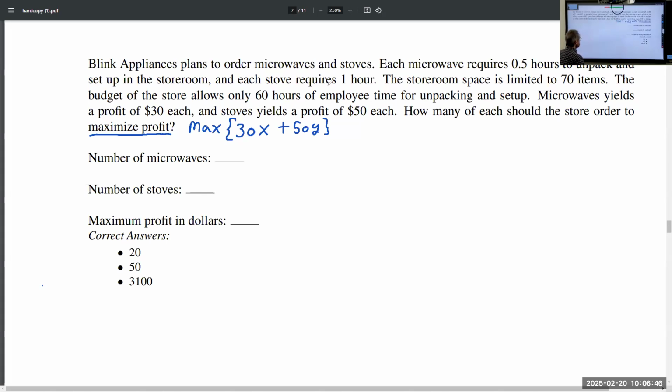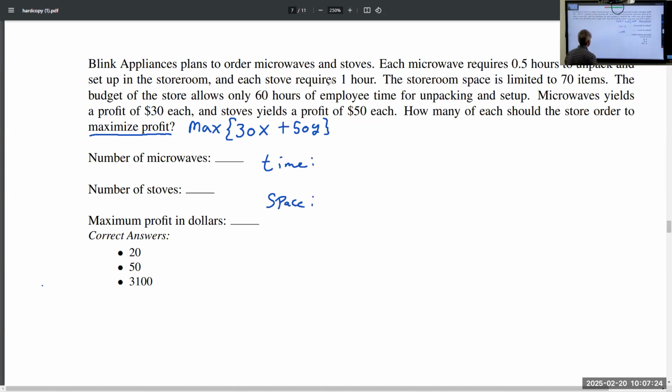How do I do that? Somehow, I do that by finding the corner points. The corner points of what? I don't see any graph listed. It says each microwave requires a half hour to unpack. Each stove, 1 hour to unpack. The storeroom has a limited space of 70 items, and it's only 60 hours. So I think I could make a time and space inequality.